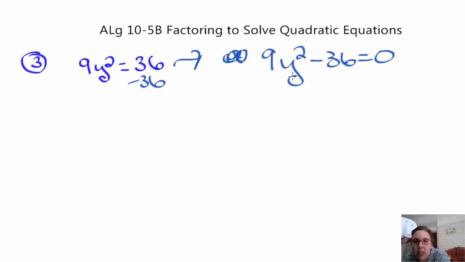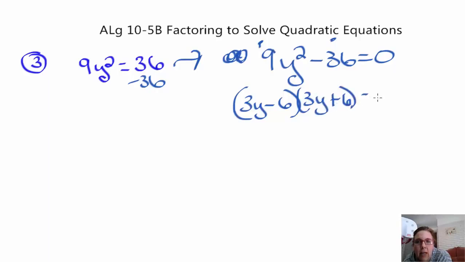If you go back into last chapter when we were factoring, remember, since this is a perfect square and this is a perfect square and there's the minus, this really becomes 3y minus 6, 3y plus 6. And you set them equal to 0. Because if you were to FOIL this, you would end up with 9y squared minus 36. If you can't remember that, you can always just say 9y squared plus 0y minus 36 equals 0. And then you have to factor it that way. But it can still be kind of tricky there.